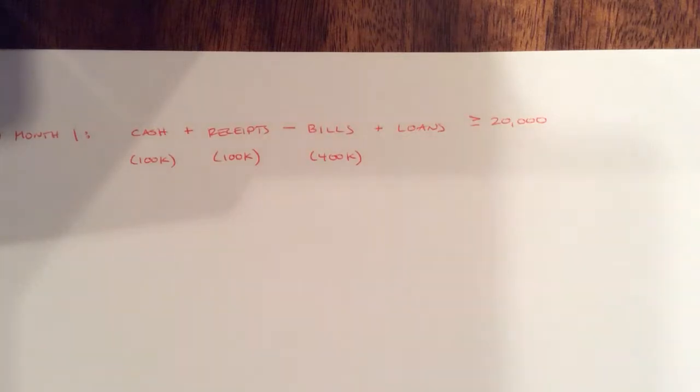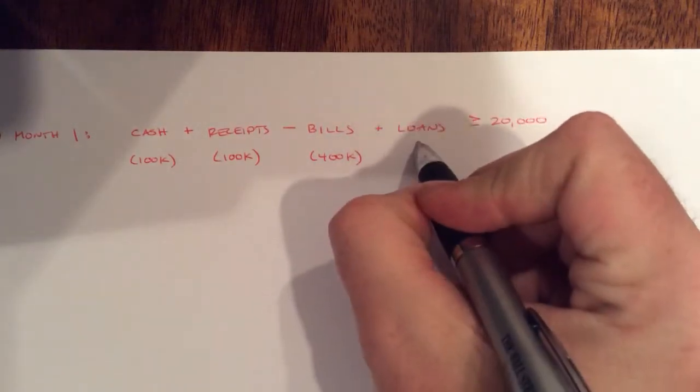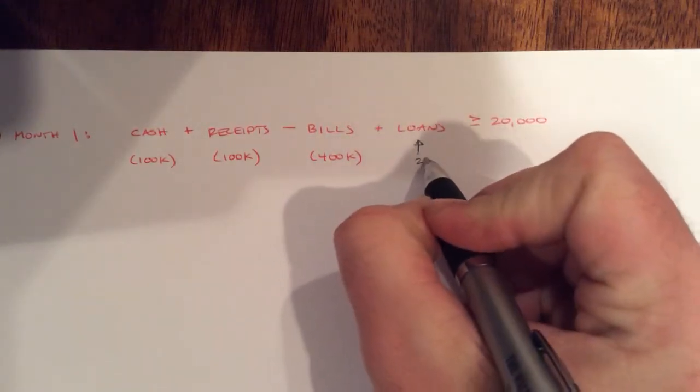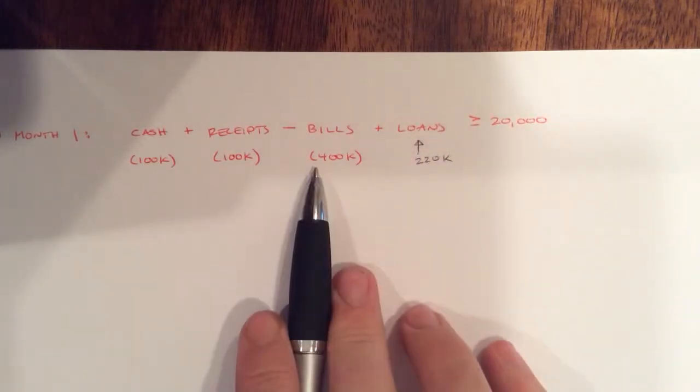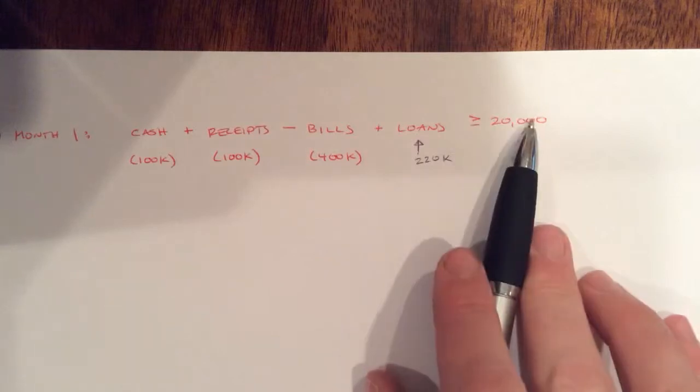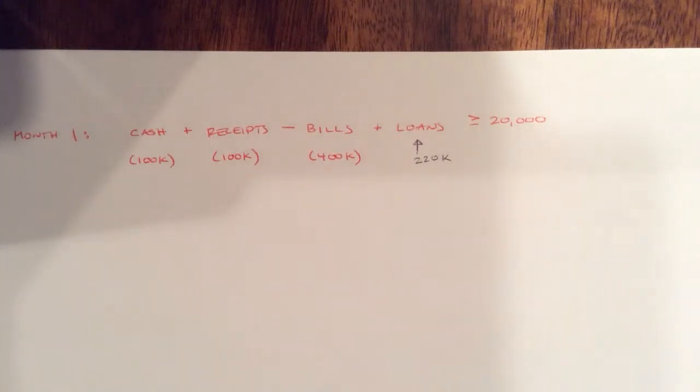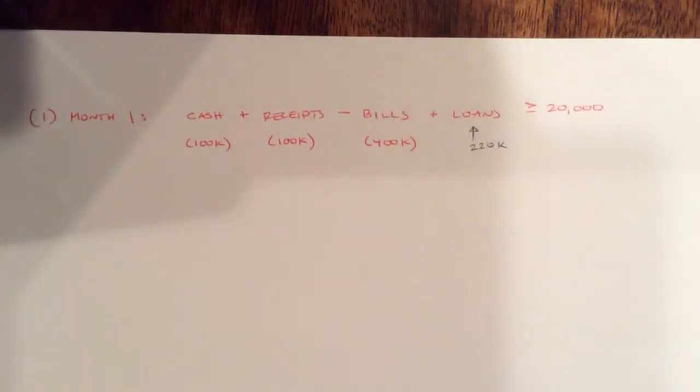So from this we can tell that this loan amount is going to be 220,000, because we need to cover the distance of this plus the 20,000, so it needs to be at least 220,000. All right, now let's think about month 2.